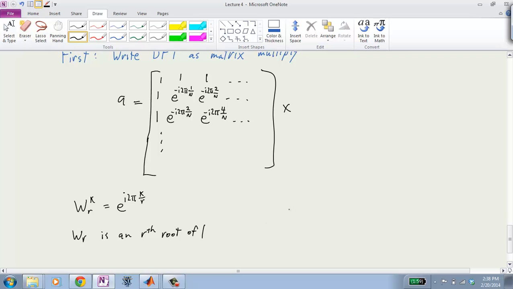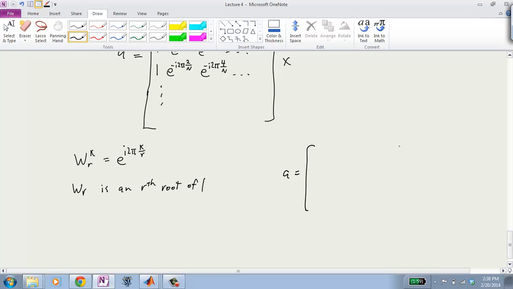So we get actually that A equals, and here's the pattern. W n 0, W n 0, W n 0, W n 0, W n 1, W n, whoops, minus 1, minus 2, and so forth. And then here it's like this.